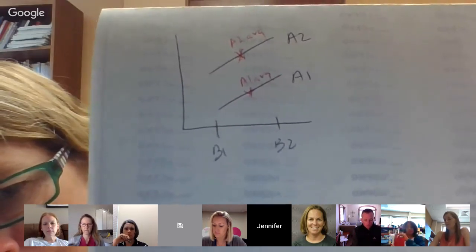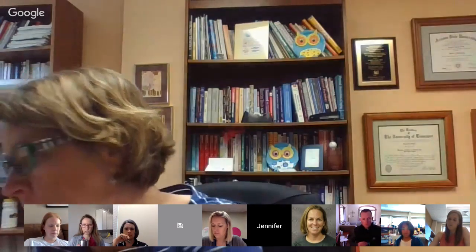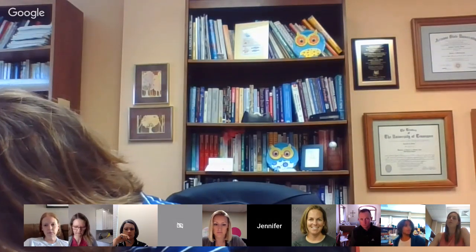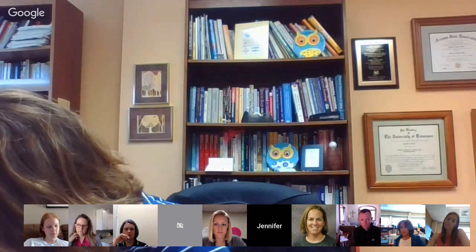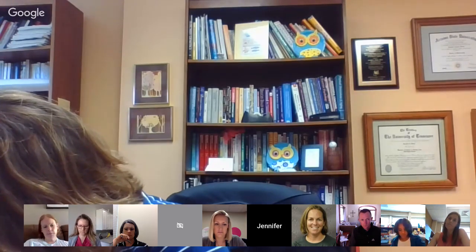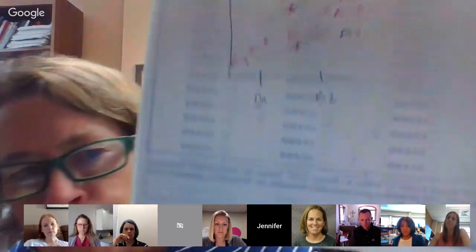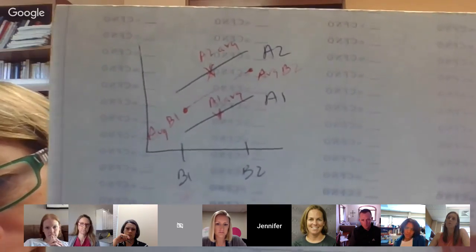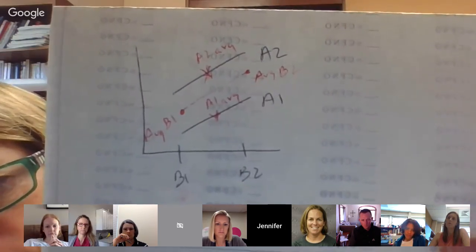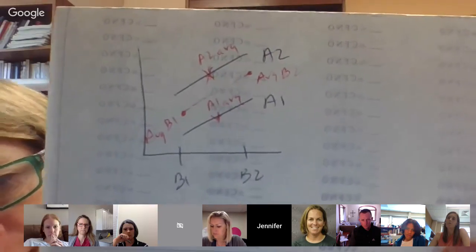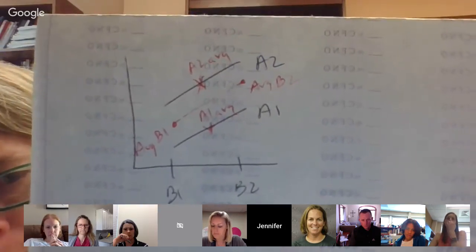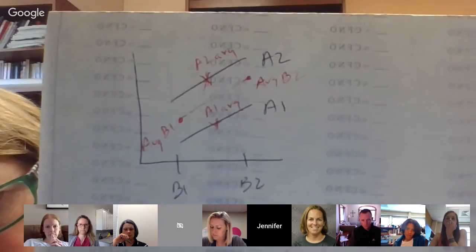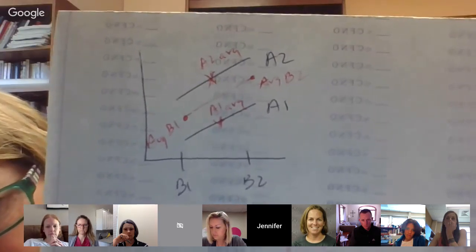Now, if I wanted to look at the B's and ignore A, I would just figure out what the average is for B1 ignoring A and the average for B2 ignoring A. And because that line that I sort of drew in the middle goes up, I would guess that there's a main effect for B. Does that make sense?